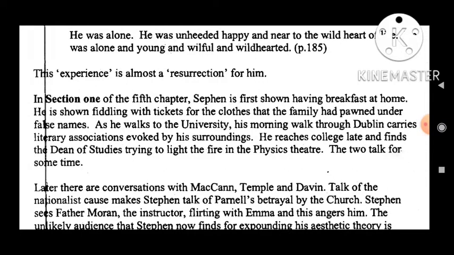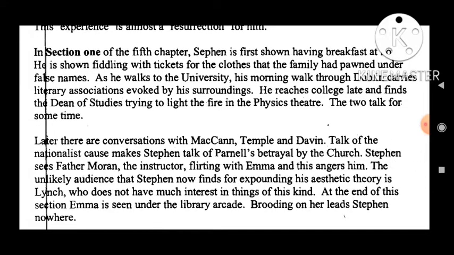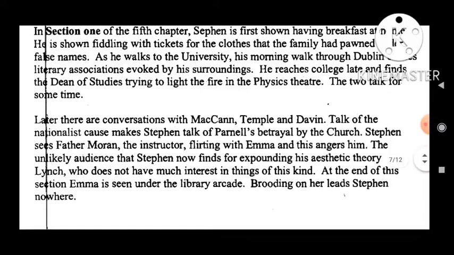Page 185. This experience is almost a resurrection for him. In section 1 of the fifth chapter, Stephen is first shown having breakfast at home. He is shown fiddling with tickets for the clothes that the family had pawned under false names. As he walks to the university, his morning walk through Dublin carries literary associations evoked by his surroundings.